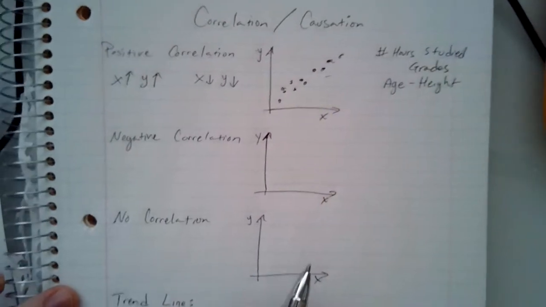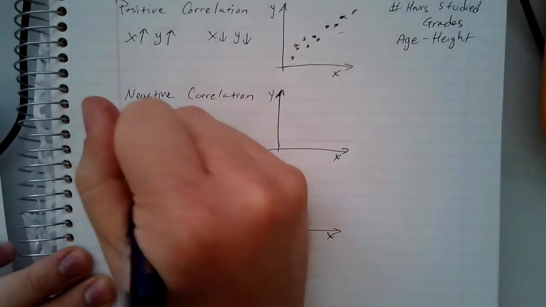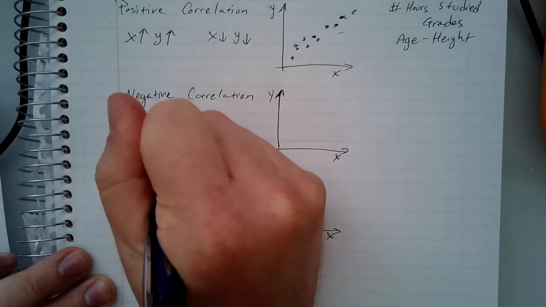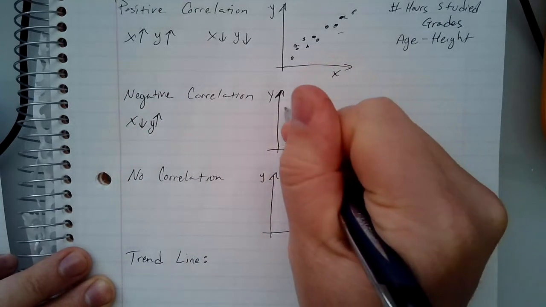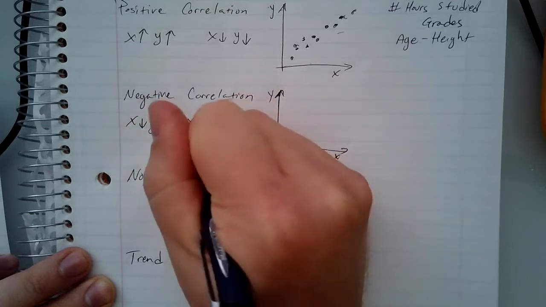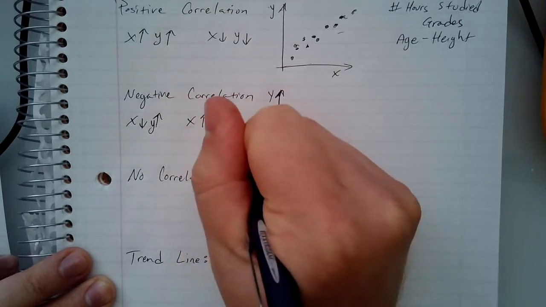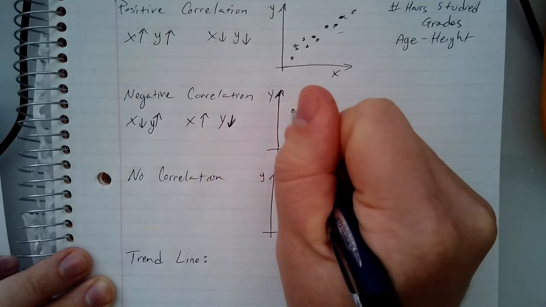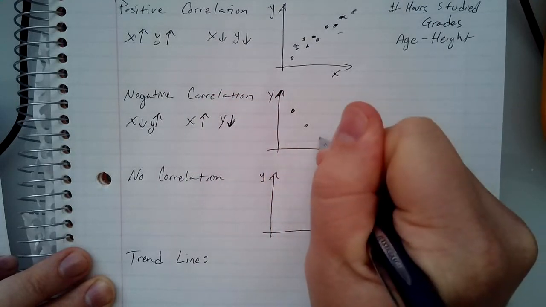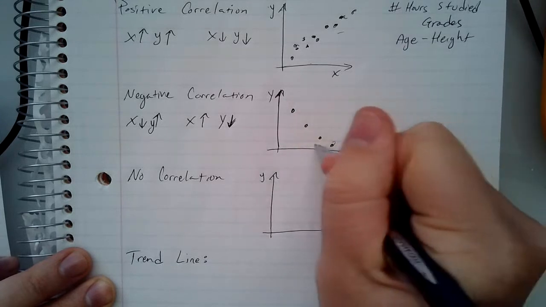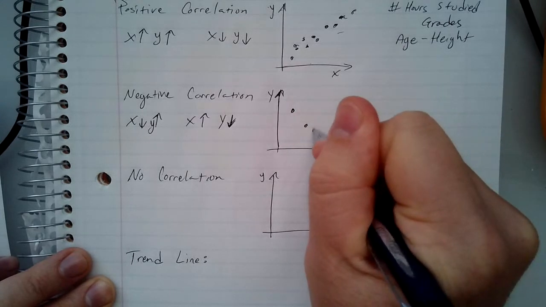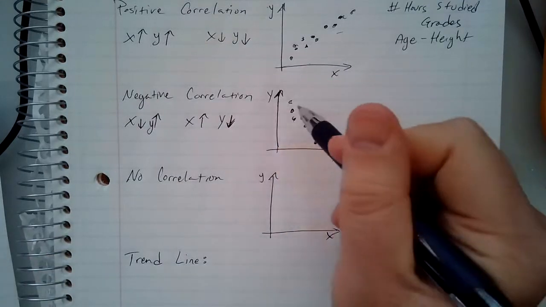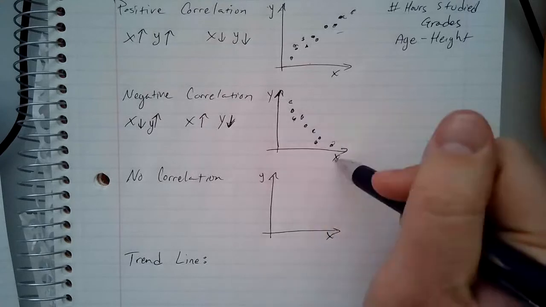Okay. We can also have negative correlation, which is when X decreases and Y increases. Or when X increases, Y decreases. Both directions. When X increases, Y decreases. Or when X decreases, Y increases. Okay. So negative correlation is like a negative slope.